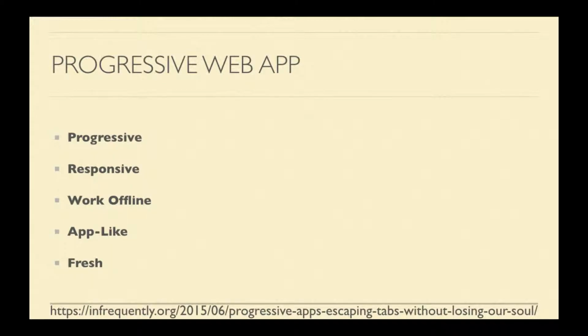Responsive, which we already started doing in our web a few years ago. Works offline, meaning that even when there's no internet, the web app can still be used. App-like, meaning that all kinds of gestures of your native app can be done on your web app. Fresh, meaning that you can get all kinds of fresh content. One of the weaknesses of native apps is that they are not able to get fresh content, like a theme update, without requiring you to re-download your app.